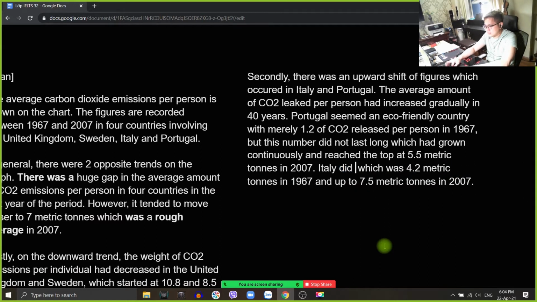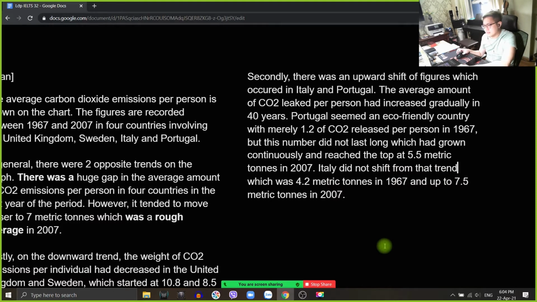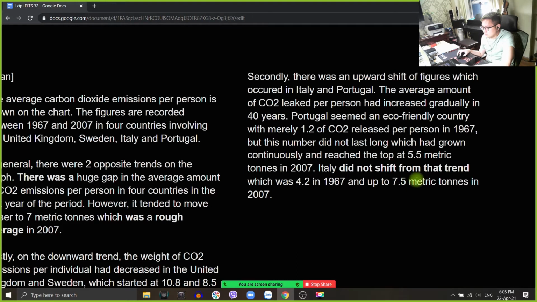Let's just say Italy did not shift from that trend. Italy đã không có dịch dời ra khỏi cái xu hướng đó. Did not shift from that trend. Or you can say there was no shift of Italy from that trend, but he is fine. Which was 4.2 metric tons and up to. Okay, let's just remove this one. Okay.